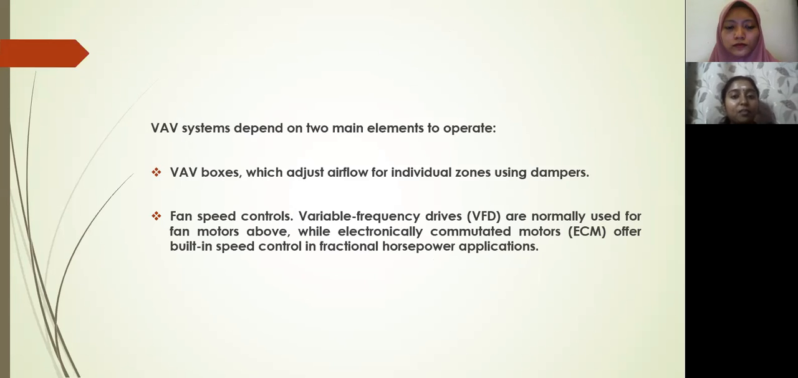VAV systems depend on two main elements to operate: VAV boxes, which adjust airflow for individual zones using dampers, and fan speed controls. VFDs are normally used for larger fan motors, while electronically commutated motors offer built-in speed control in fractional horsepower applications.